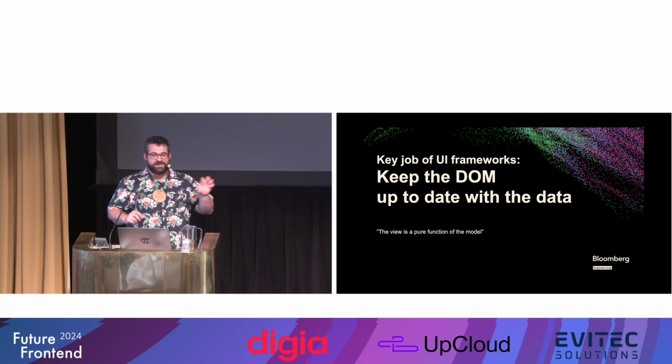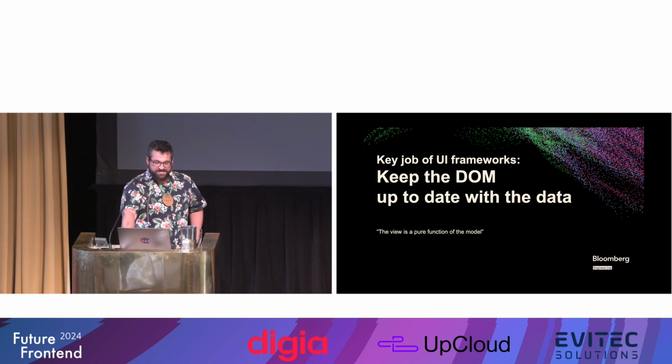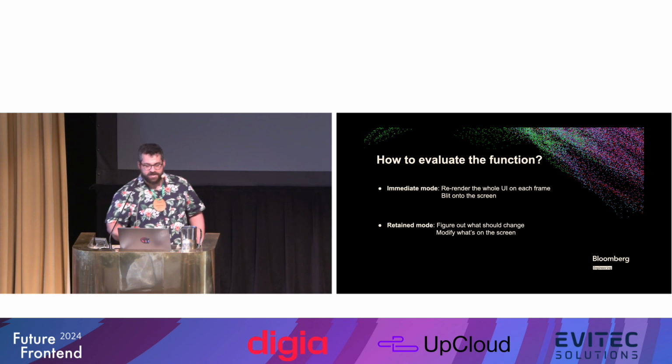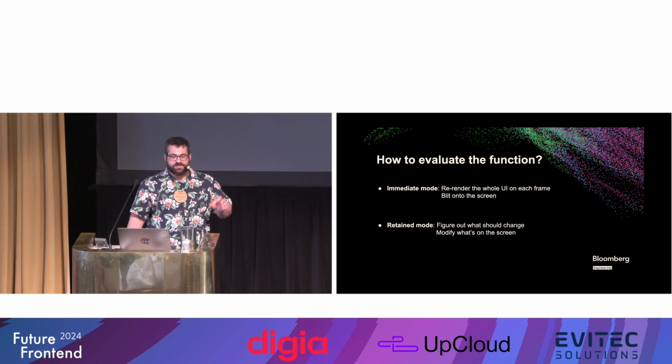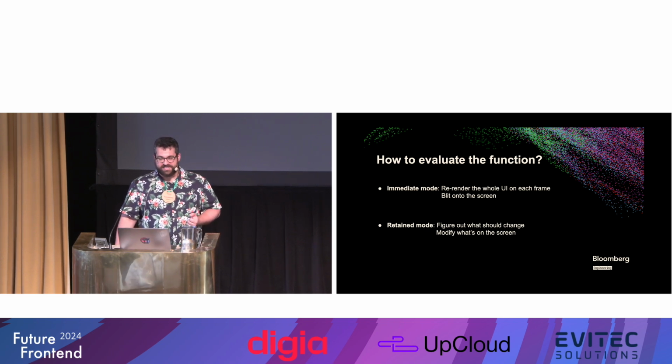So model view controller, kind of the old way to talk about this stuff, but it's representing the state. So if it's a function that's what translates from the data to the screen, how do we evaluate that function? There are two basic techniques.